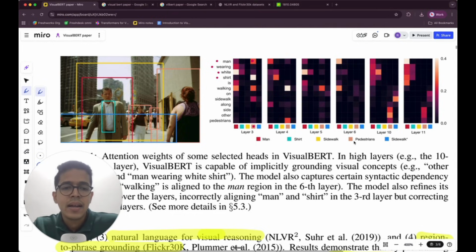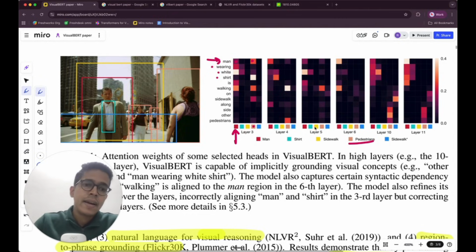What is light red? Light red is pedestrians. So in layer number 3, the VisualBERT model thinks that whatever is bounded inside this bounding rectangle is a pedestrian, which is true. It is a pedestrian, but ideally the man that we are referring to here is actually there in that. So ideally, in layer 3, the correlation between this red color rectangle and the word man should have been highest. So the value of this should have been the brightest. But now let's move from layer 3 all the way to layer 11.